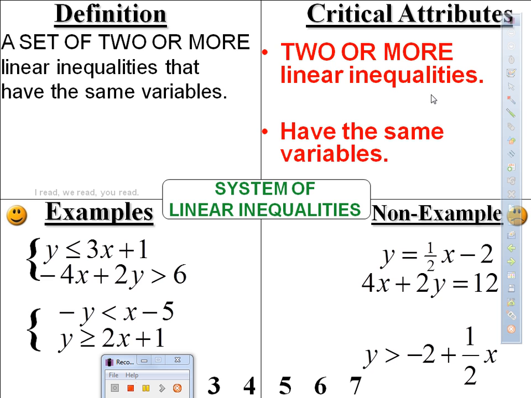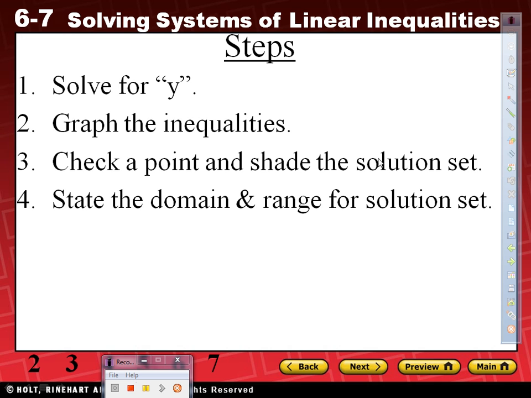Steps. You don't need to write these steps again, I just need you to pay attention. They're the same as we did with systems of equations. To graph systems of equations, didn't we say we need to solve for y in both equations? And here, what do we have to do? Solve for y. The second step for a system of linear equations is to graph the equations. Now it is to graph the inequalities. The only thing that changes is that we need to check a point and shade the solution set, whereas with systems of linear equations, we just identify the point of intersection of the lines. And the last one, state the domain and range of the solution.